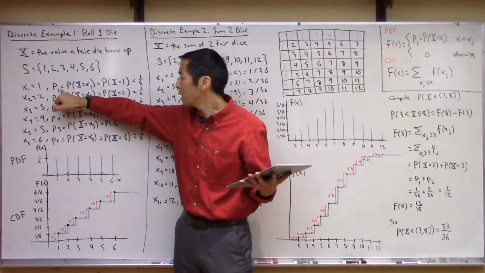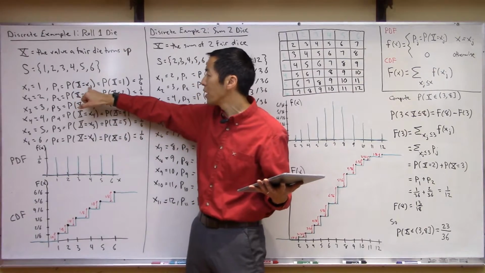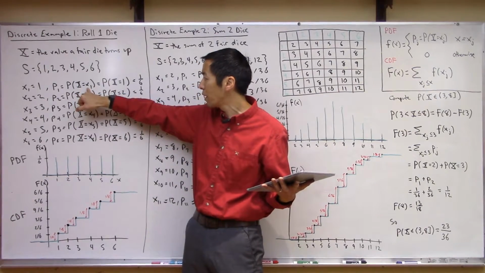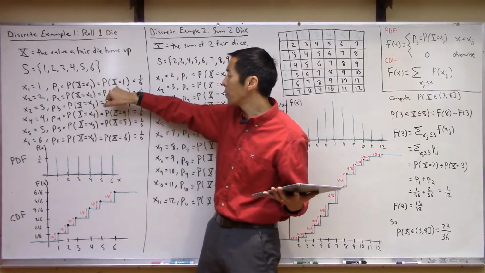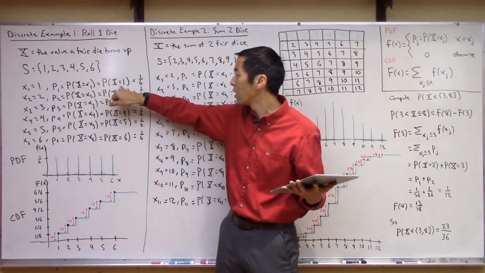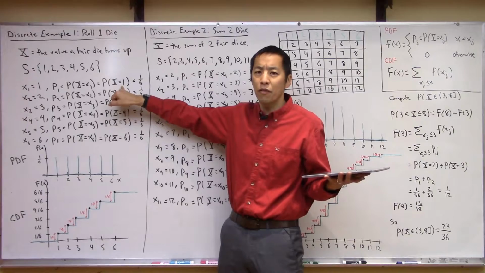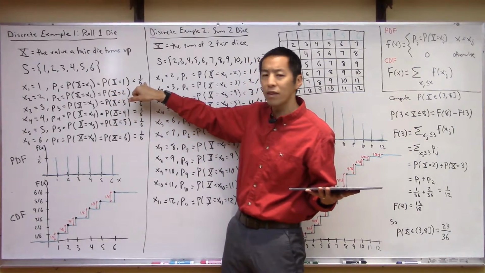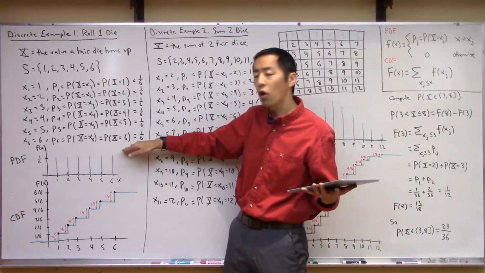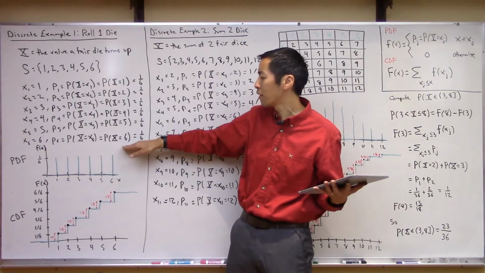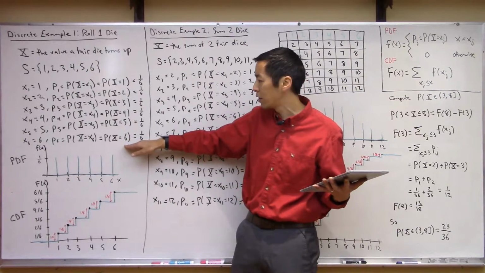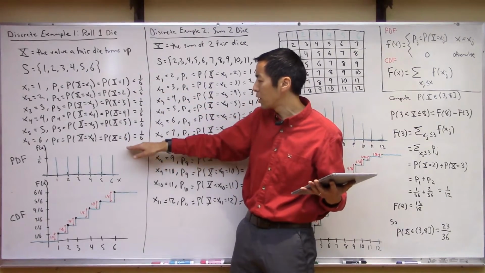So let's look at this first potential outcome. What is the probability that the random variable takes the first outcome value of 1, right? Since this is a fair die, this is going to be 1/6. And in fact, it's going to look that way for all of them. Every single outcome has the same probability because this is a fair die, so all the probabilities are 1/6.